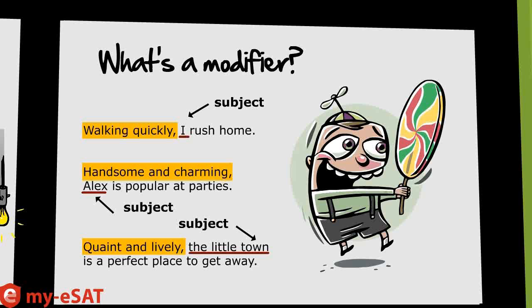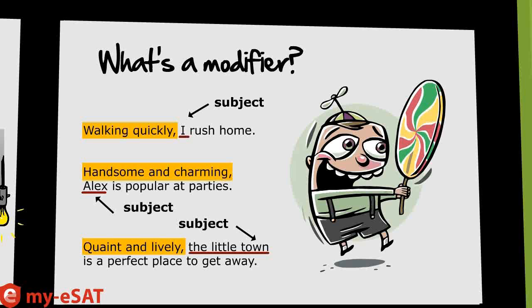Looking at the first sentence, it writes, "Walking quickly, I rush home." In this sentence, the words highlighted in yellow, which is walking quickly, are the modifiers. And the subject is right after the modifier. It is the word I. So that means I'm the one that's walking quickly. Walking quickly is modifying what I'm doing.